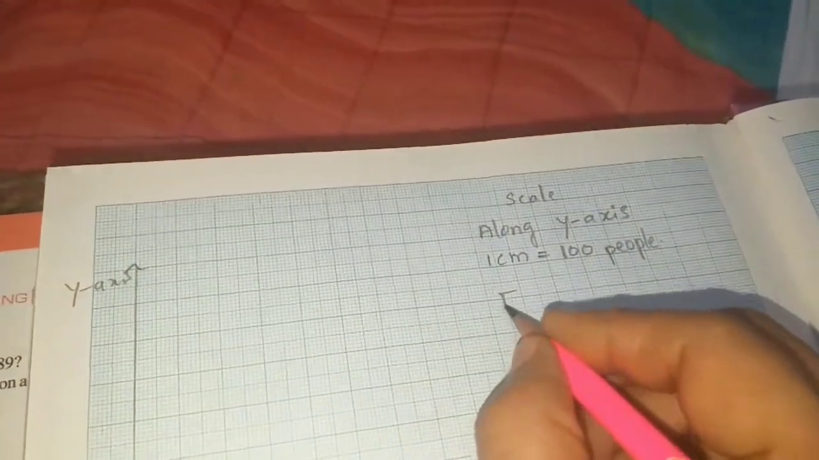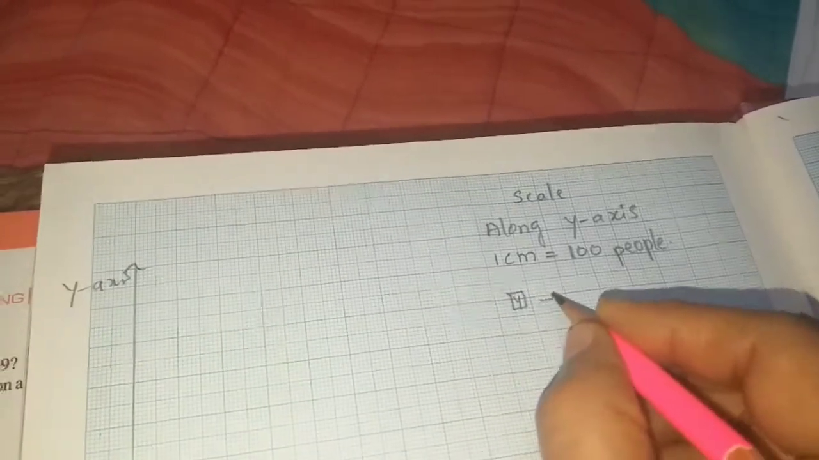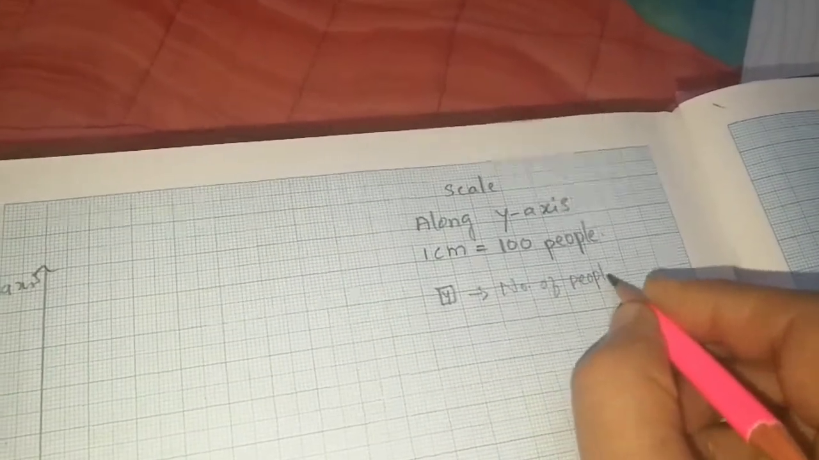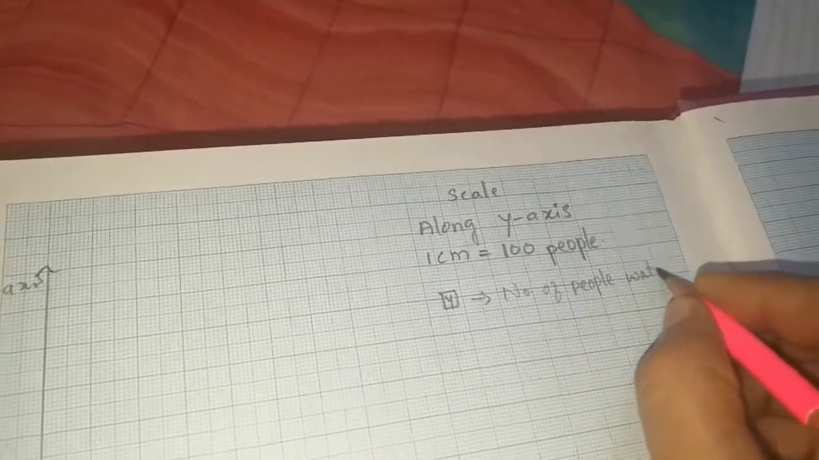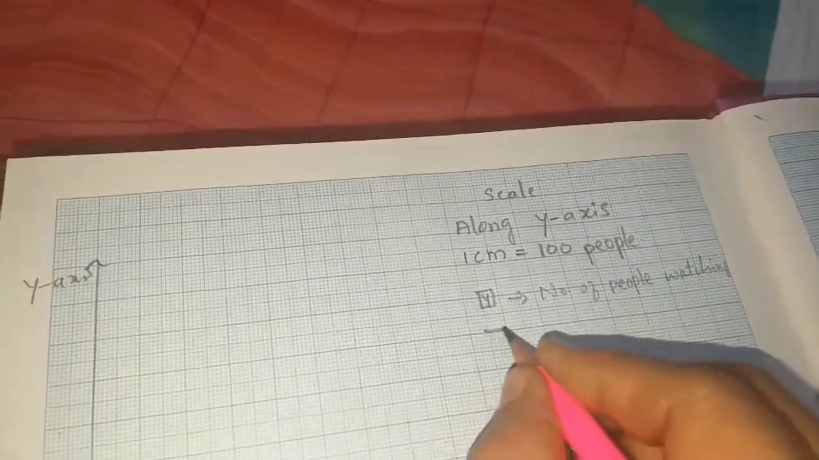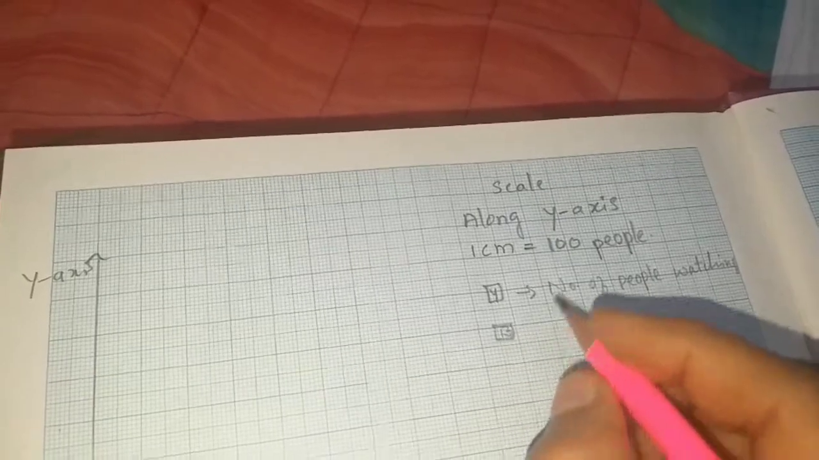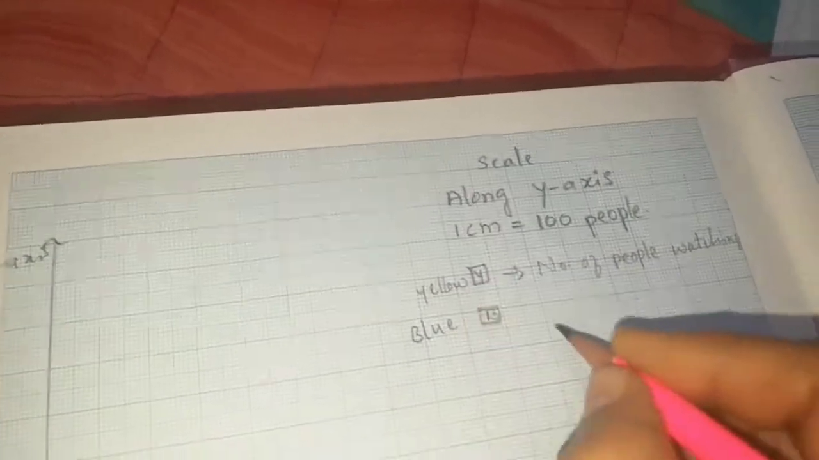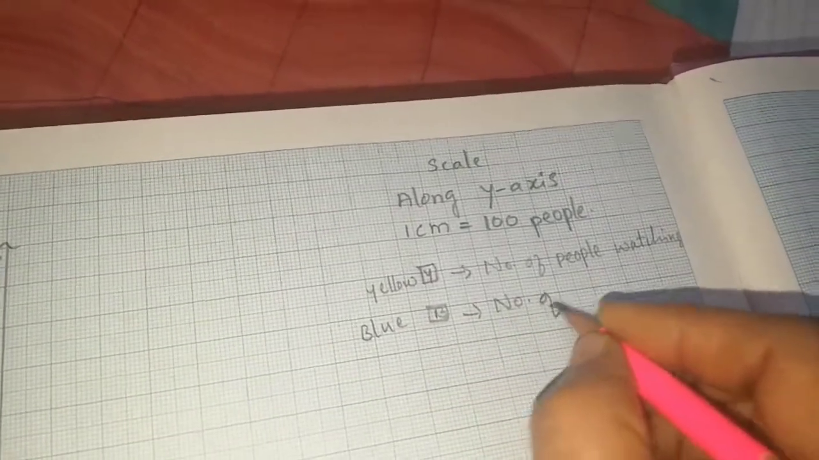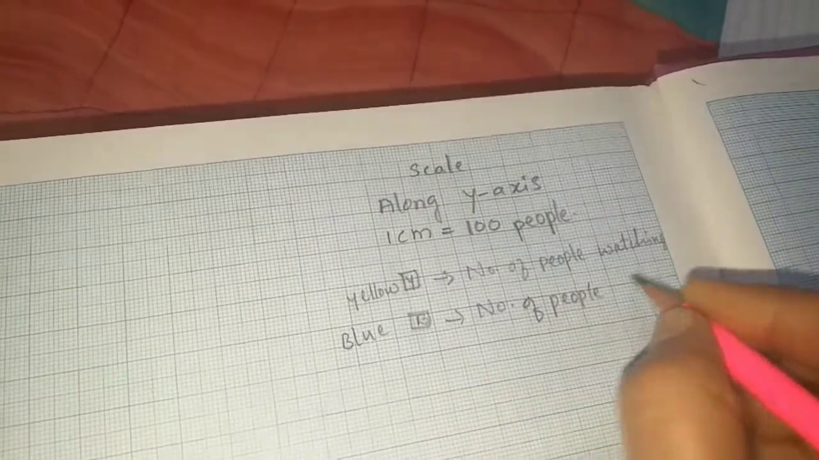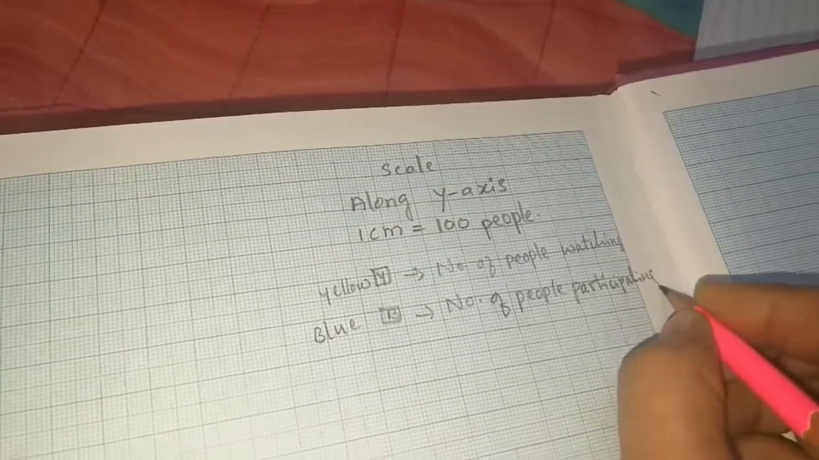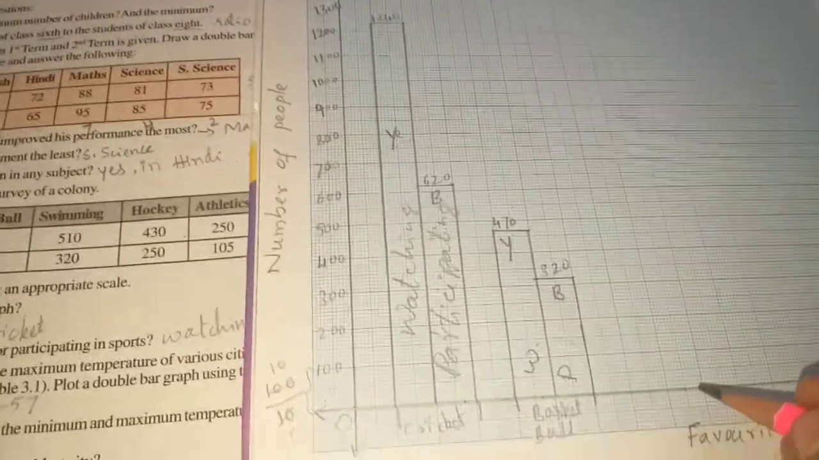Here you can make a box, color it with yellow and write here number of people watching, and do one more box and color it with blue. It is for blue and it is for yellow. Number of people participating. Like this you should write below the scale. Okay, this is the way to plot the double bar graph.